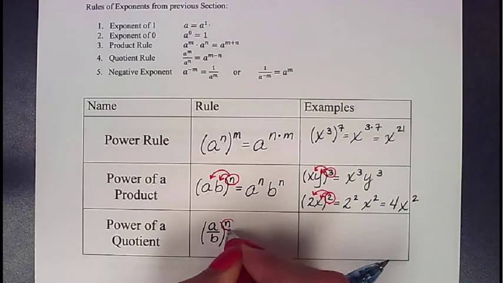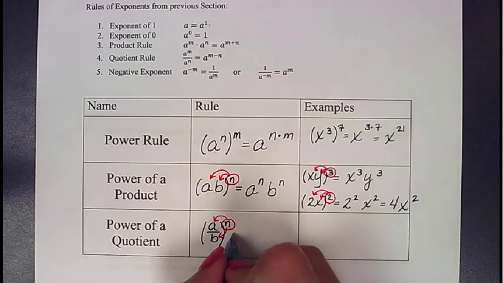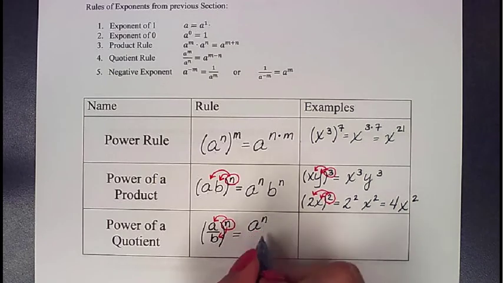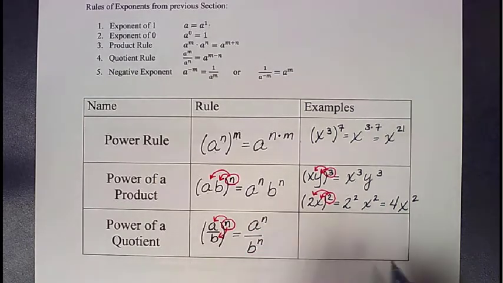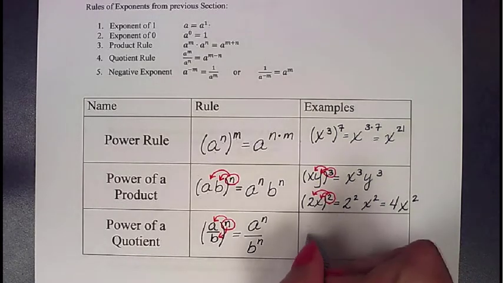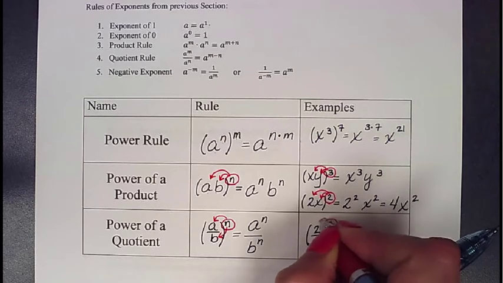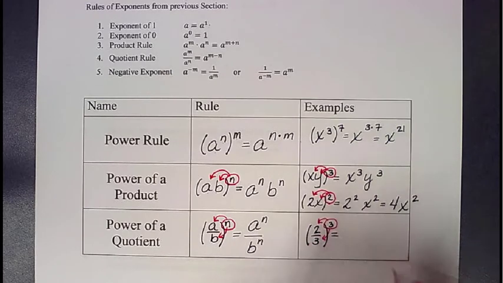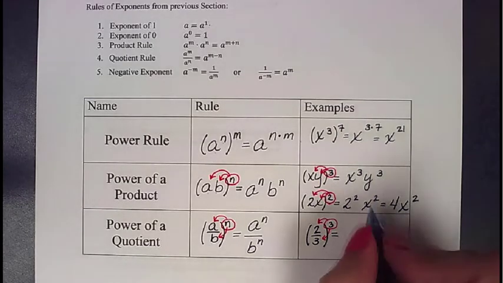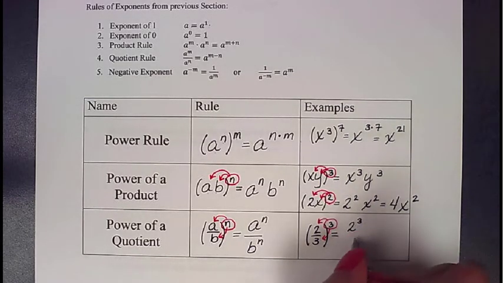And again, basically this n means that it goes to both the a and the b, so this would be a to the n over b to the n. So for example, if I have 2 thirds raised to the third power, this power of 3 is going to both the 2 and the 3. And again, remember that this is a power or an exponent. This isn't multiplying by 3. So this is going to be 2 to the third power over 3 to the third power.